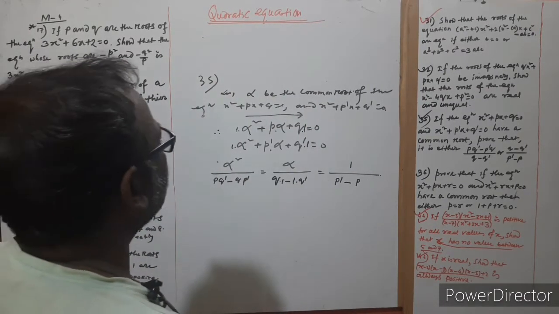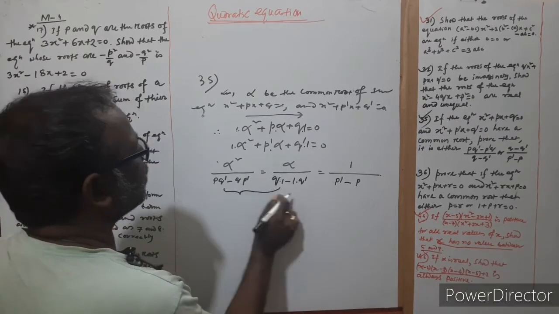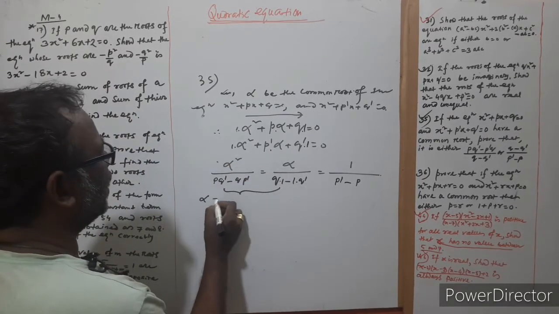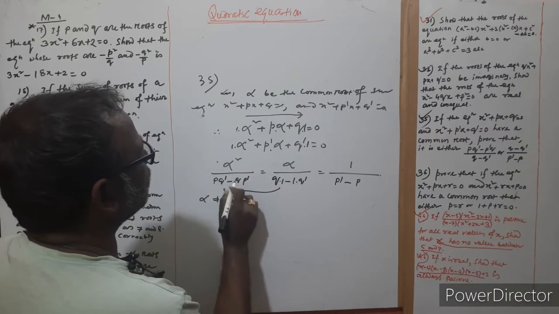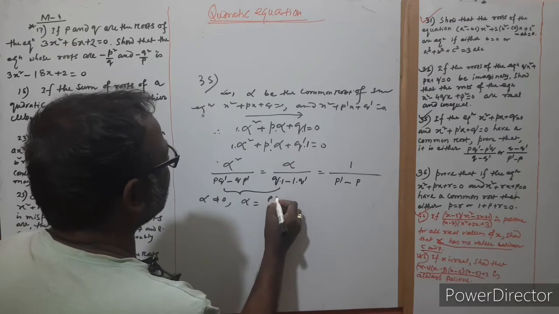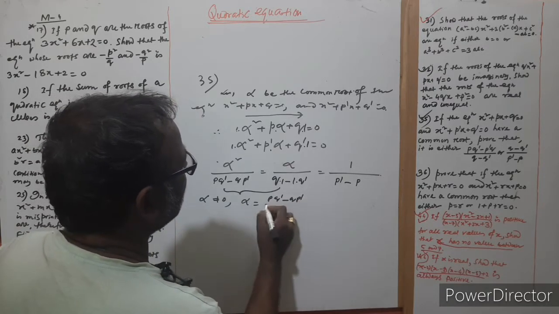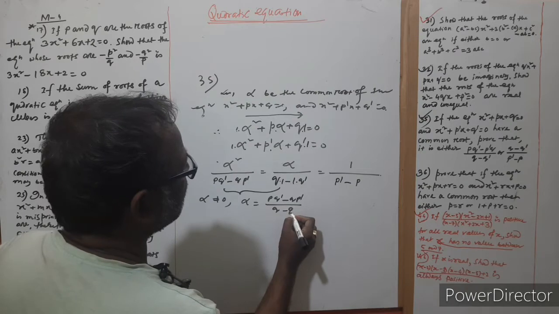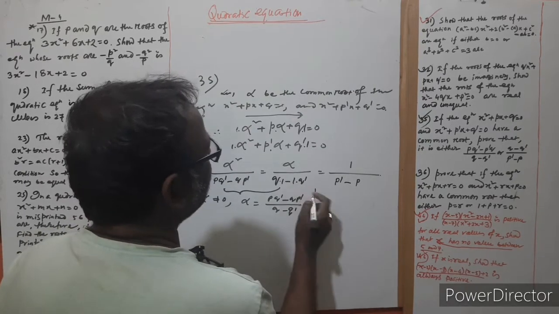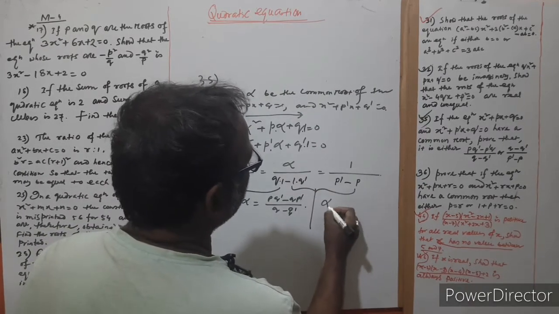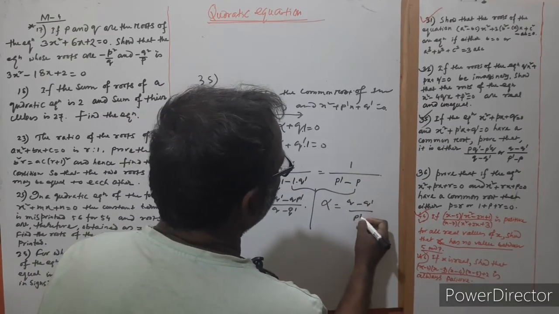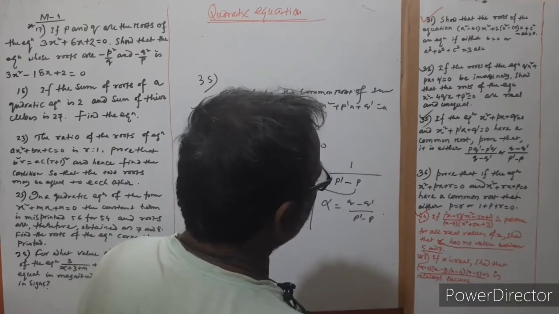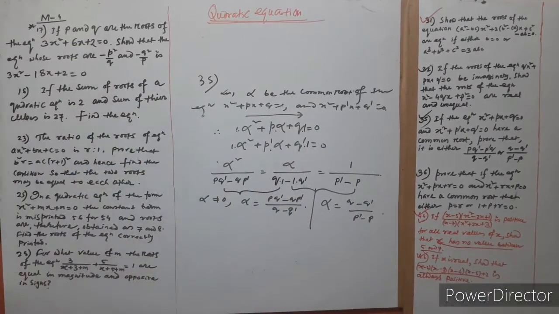So see, if we take this equal to this, alpha will never be 0 there, so we can cancel alpha, and then alpha is equal to p q dash minus q p dash by q minus q dash. Again, if we take from these two, we get alpha is equal to q minus q dash by p dash minus p. Okay, I think all of you better understood, and this is a very interesting question to solve, 35.